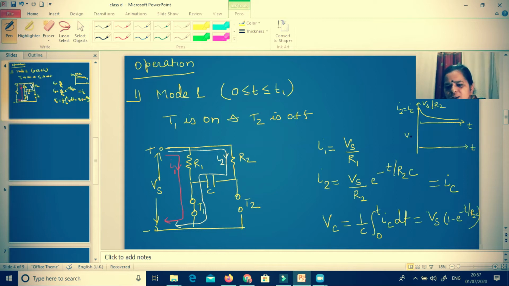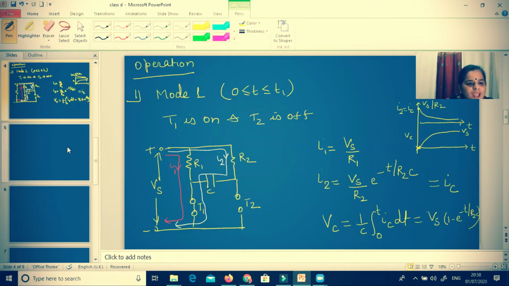So if I plot the capacitor voltage, at 0 the capacitor voltage will be 0, and when t is equal to infinity, e to the power minus infinity is 0. So somewhere at infinity it will be Vs, and in between it will vary by this expression. So this is how the capacitor voltage is going to change.